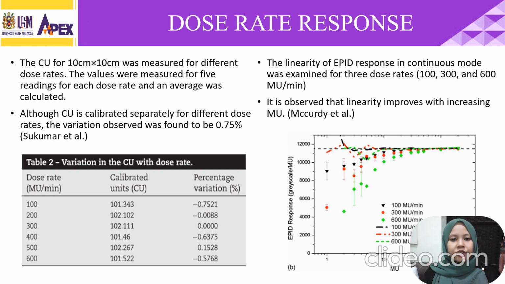The linearity of EPID central axis response for different dose rates is compared in this figure. It is observed that linearity improved with increasing monitor units. Incomplete capture of dose in those data may explain this behavior for all dose rates. The amount of dose delivered per frame at 600 MU per minute will be larger than at lower dose rates. Hence, this explains the increase of nonlinearity at higher dose rates.